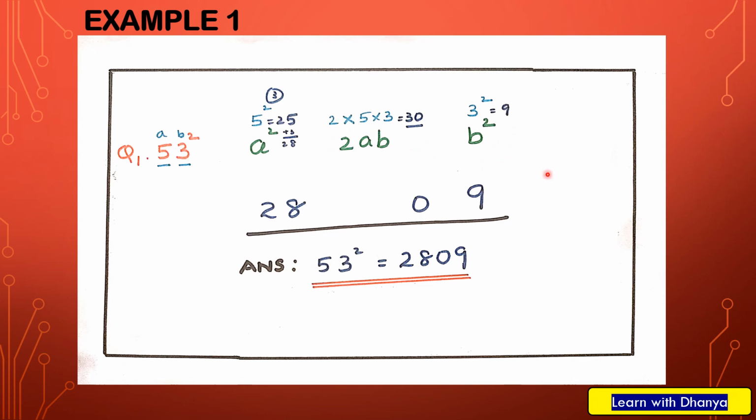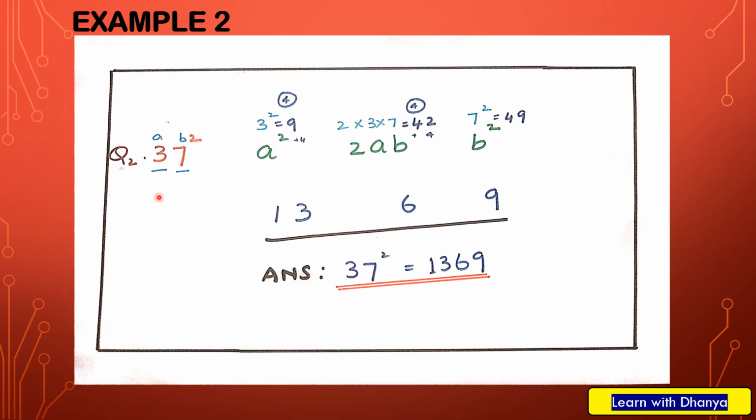Now let's find the solution. Start from the back end. Here 3 square is nothing but 9. So I've written 9 here. Always remember, when you get a number with more than one digit, take it as a carry. Next, 2ab is nothing but 30. So I have written 0 here and 3 is taken as carry. And a square is 25. So I am adding the carry to it, that is 25 plus the carry 3, that is 28. So I am just writing this 28. So the answer for 53 square is 2809.